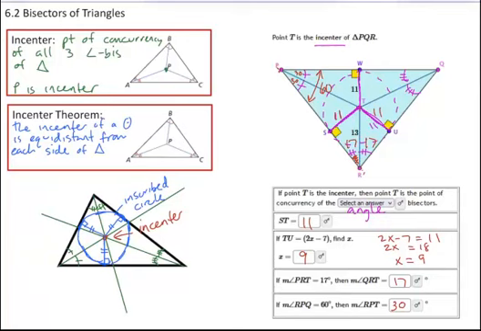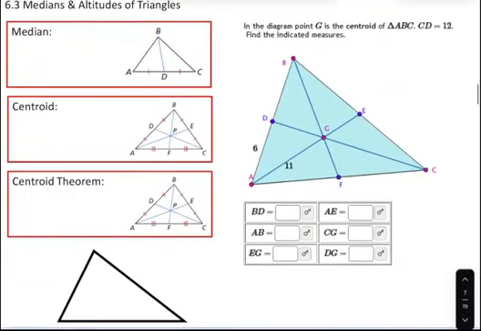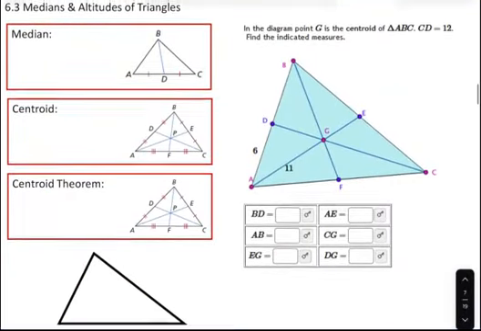Okay, so that's the first two, circumcenter and incenter. There are two more that are included here. The next one is called a centroid. The actual point of concurrency is called the centroid here. So I'm going to define that first, and then I'll come back and talk about the median.